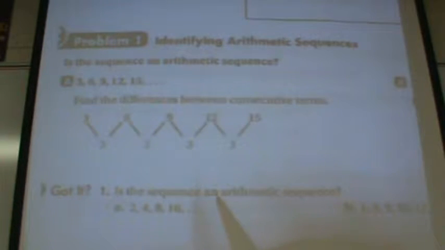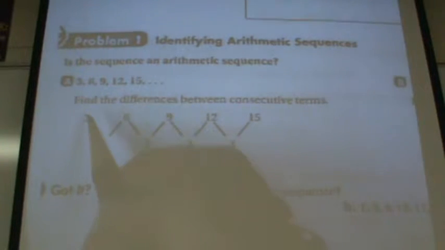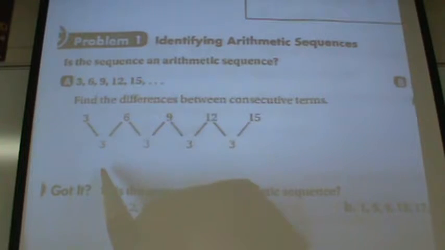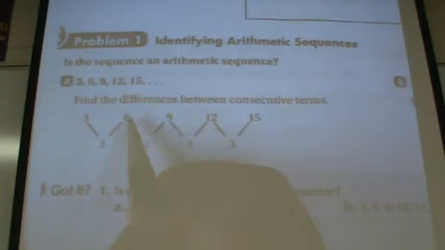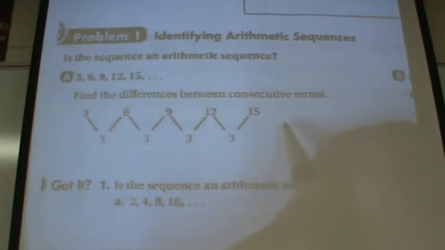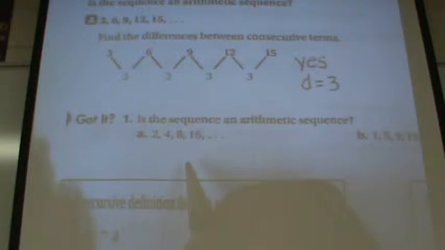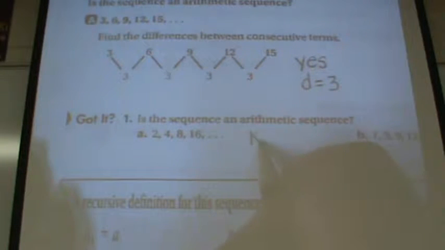What do you look for? You look for a common difference. To go from the first term to the second term, what did they do? They added 3, and that pattern continues. So yes, this is arithmetic, and the common difference is 3. Now this one, they went from 2 to 4, then 4 to 8, 8 to 16. Do you have a common difference here? No, this one is not arithmetic.